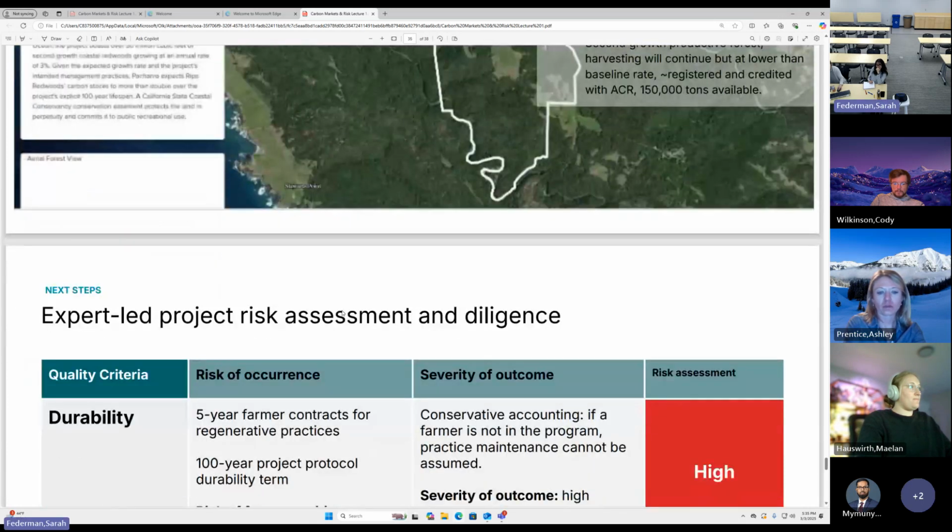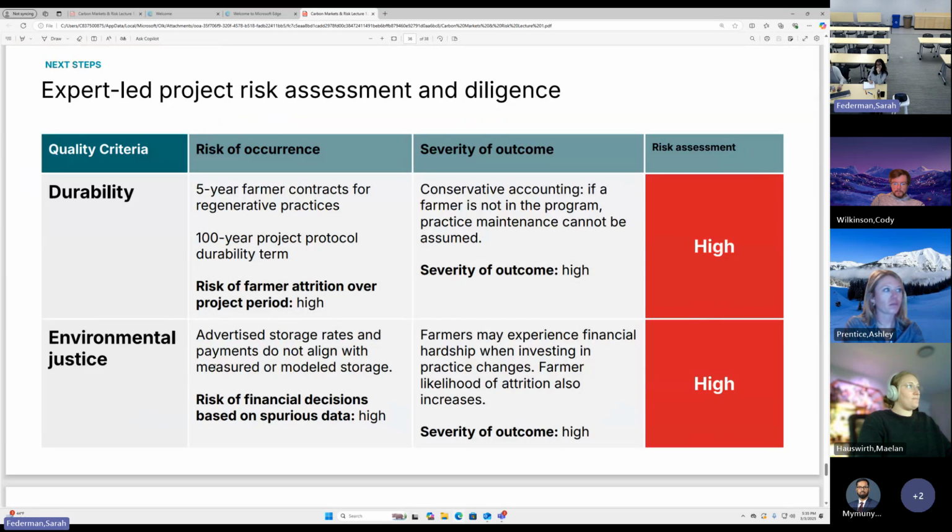Okay. What that's going to look like at the end of the day is something like this. We talked about an example where we have these 5-year farmer contracts for regenerative practices, but we're trying to sell a 100-year project protocol durability term. If we were assessing this project, we would probably say that the risk of farmer attrition, the risk of occurrence of a durability event, is quite high, and the severity of the outcome would also be quite high. Because if we're doing conservative accounting, thinking about this from a buyer perspective, if a farmer is not in the program, and there aren't protections against attrition or replacing that farmer, we can't assume that durability term will actually be realized. So we would call this a high risk.